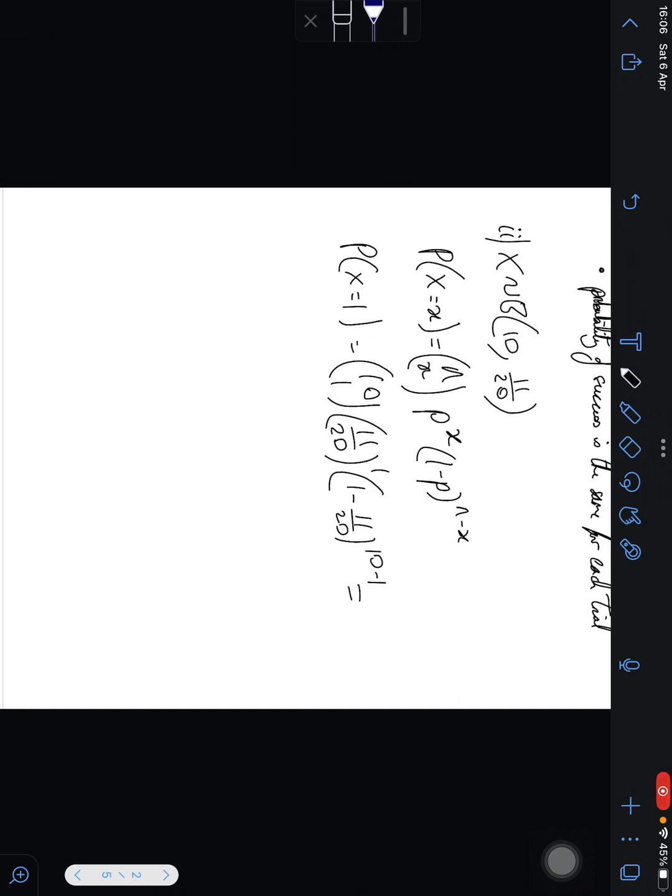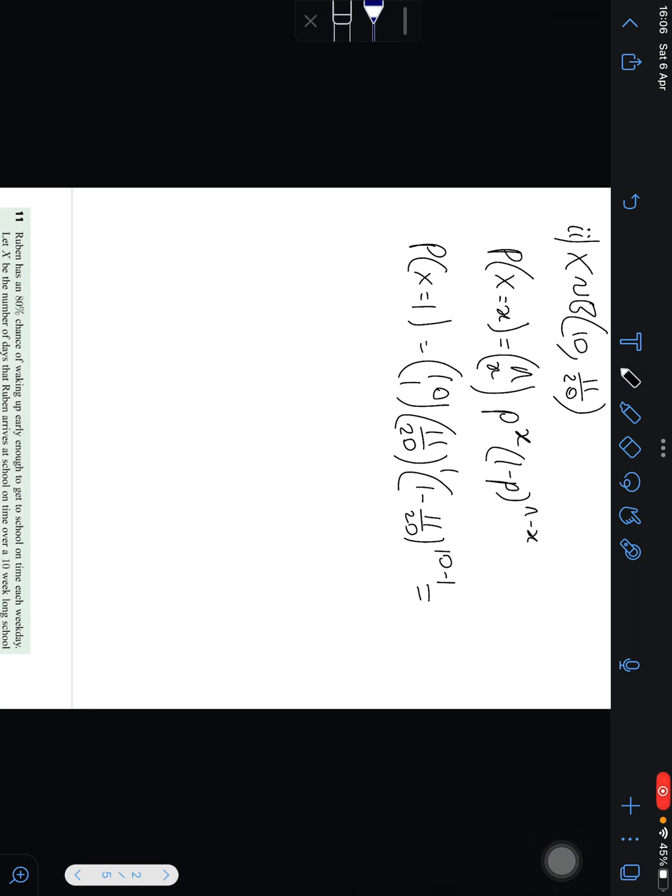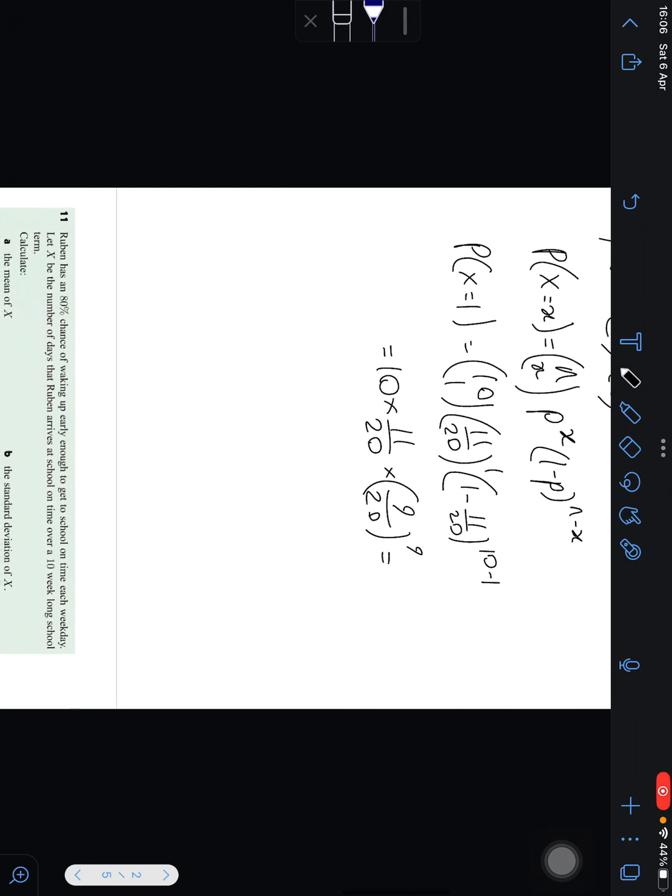If we plug that into our calculator, all we need to enter is 10 lots of 11 over 20 times 9 over 20 to the power of 9. I'm getting 0.00416. We don't need any more decimals than that.